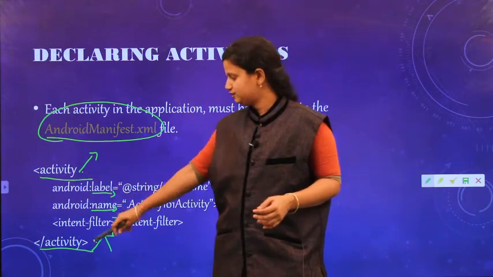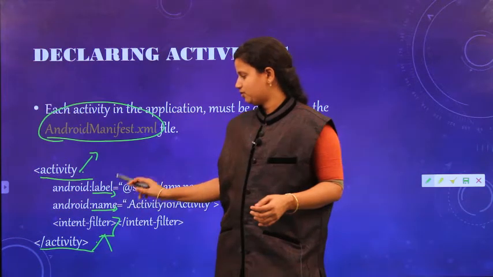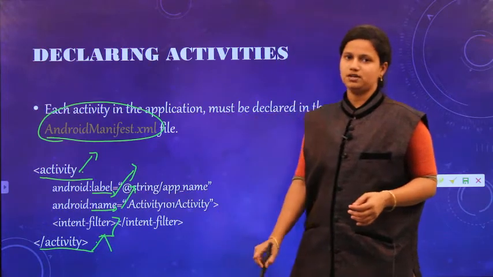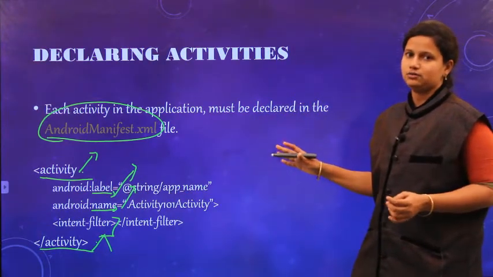First of all, we have to declare an activity within these two tags. This is the opening of the activity. This is the closing of the activity. So the name of your activity is to be provided along with the label and name, the two main properties of your activity. In this way, the declaration of the activities is presented.